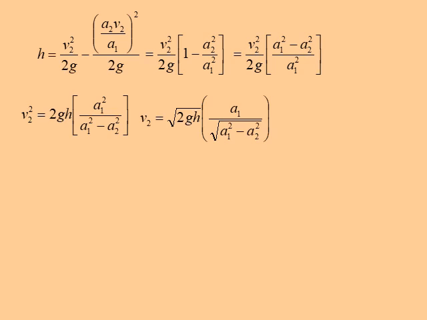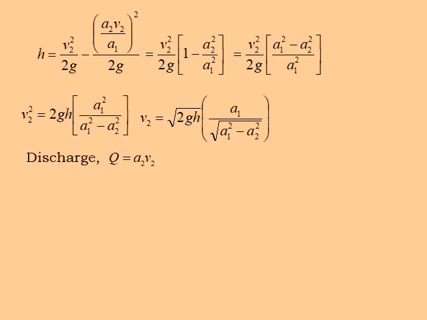So now V2 square is here, so take the square root of that. V2 is equal to square root of 2gh, then the whole equation becomes like that. After simplifying that, we will get V2 is equal to square root of 2gh into A1 by square root of A1 square minus A2 square. So that is the expression for V2, the velocity at outlet.